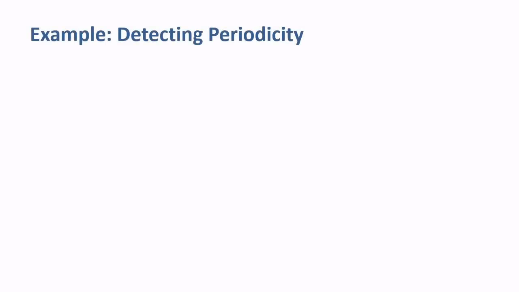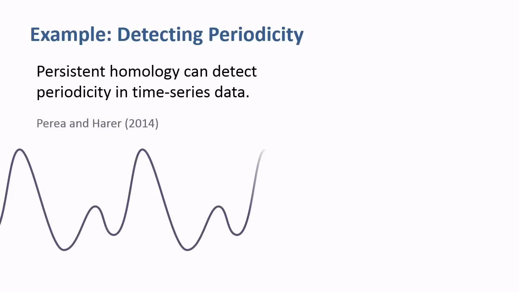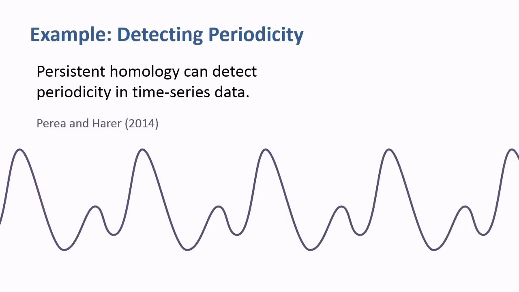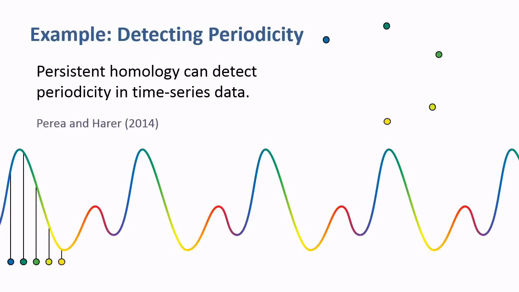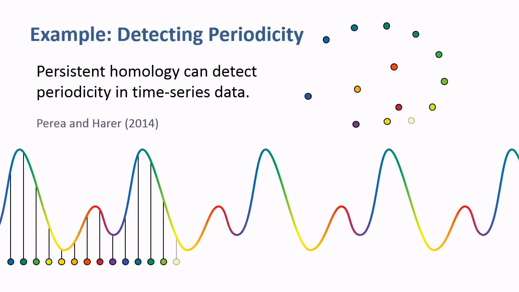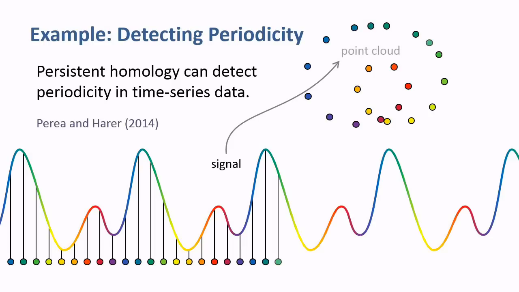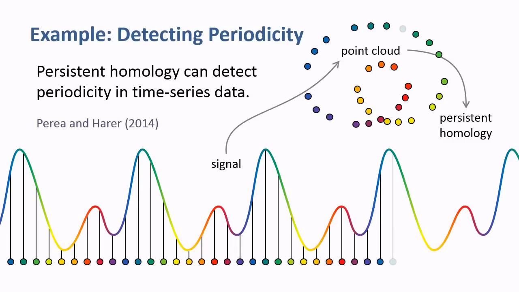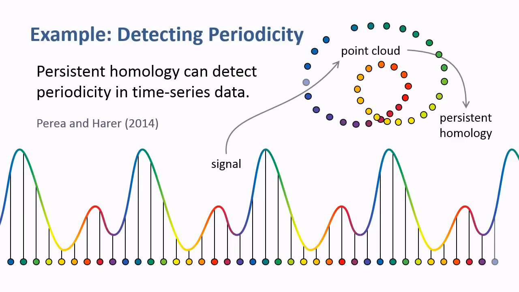For another example, Perea and others use persistent homology to detect periodicity in time series data. Using sliding window embeddings, the researchers converted measurements of a periodic signal into a point cloud in a high-dimensional space. Persistent homology applied to the point cloud detects cycles, which correspond to periodicity in the original signal. Applying this methodology to gene expression time series data, the researchers detected periodicity that was missed by other methods, especially periodicity in the presence of damping.